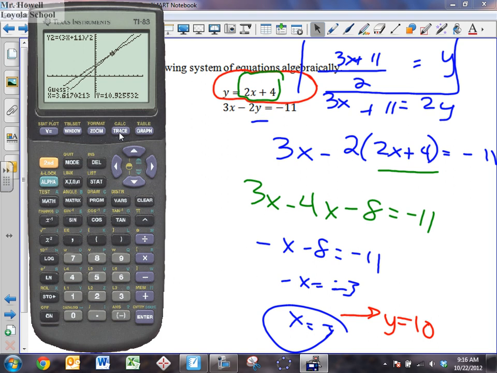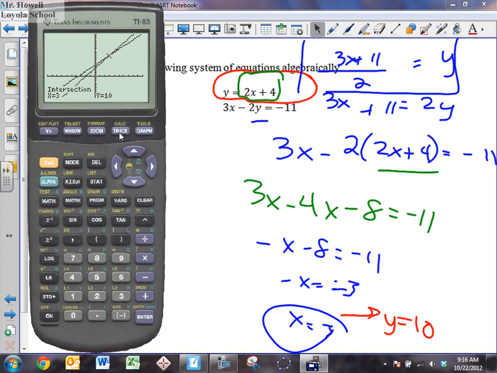Then it asks me, do you want to give a guess? And you might want to give a guess only when there's like 4 or 5 intersections, and you have to guess at the nearest one. But for the sake of this class, when there are linear functions, there's only one intersection. So hit enter one more time. And take a look. What does it read out as an answer? 3, 10. Exactly our solution we got, 3, 10.